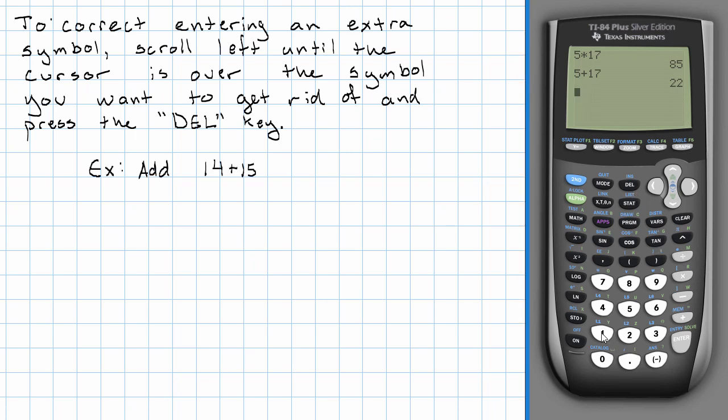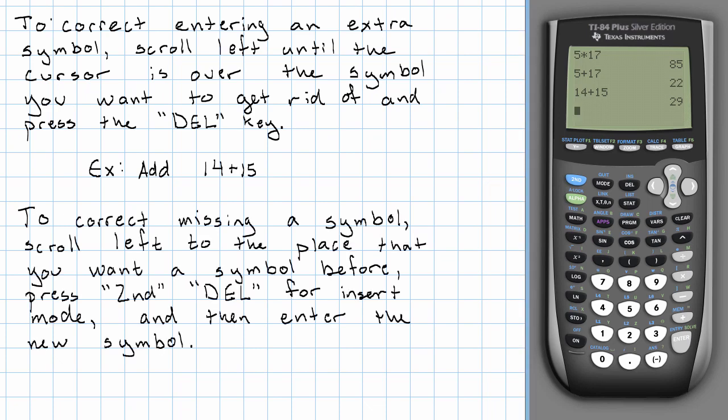So say I wanted to add 14 plus 15, but I accidentally hit the plus key twice. I don't have to re-enter the whole thing. I go left till I'm over one of the pluses. I hit the delete key and now it's gone. Again, I can just hit enter.